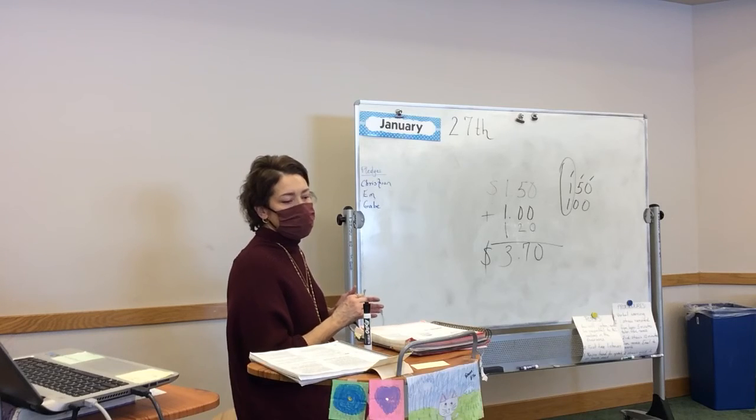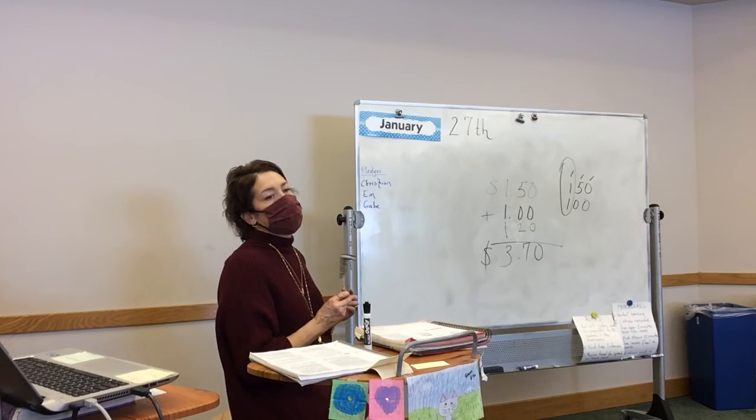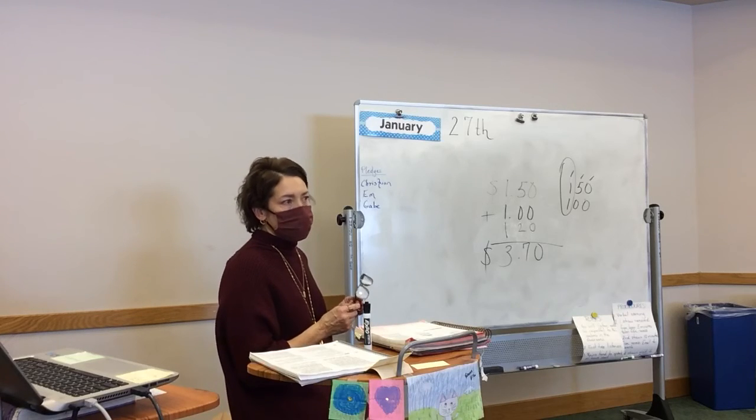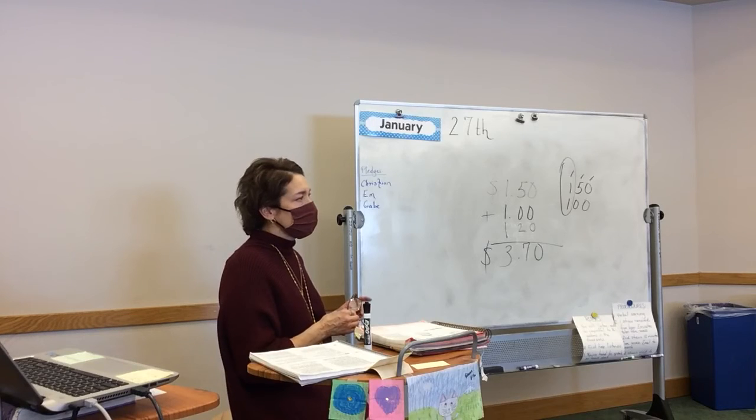Jonathan. 32. And how did you come about that answer? 8 times 4. Very good. Everybody write that in their workspace.